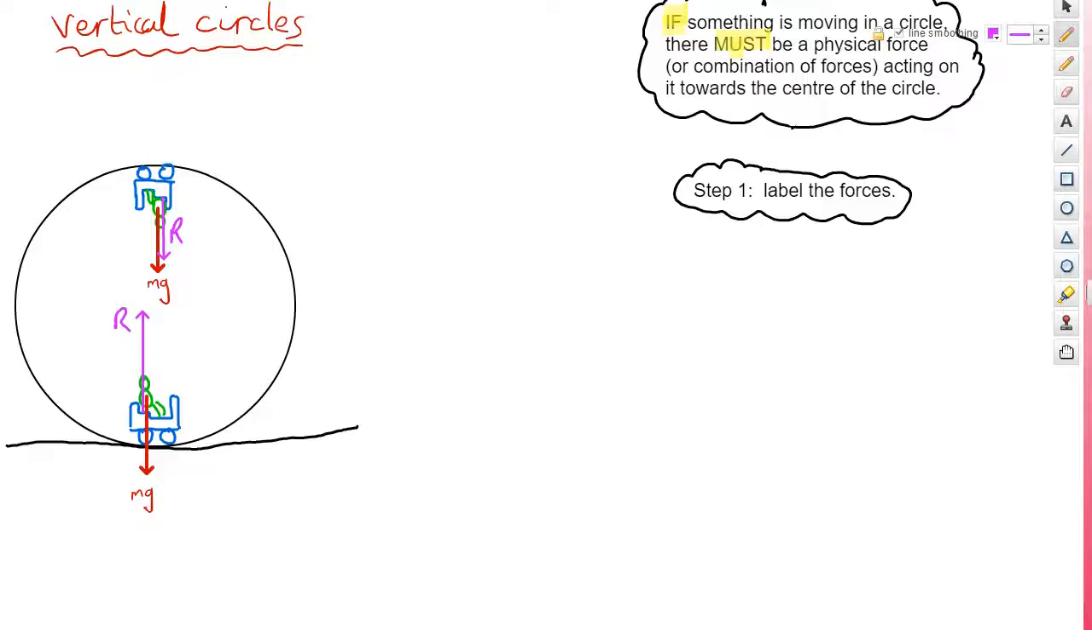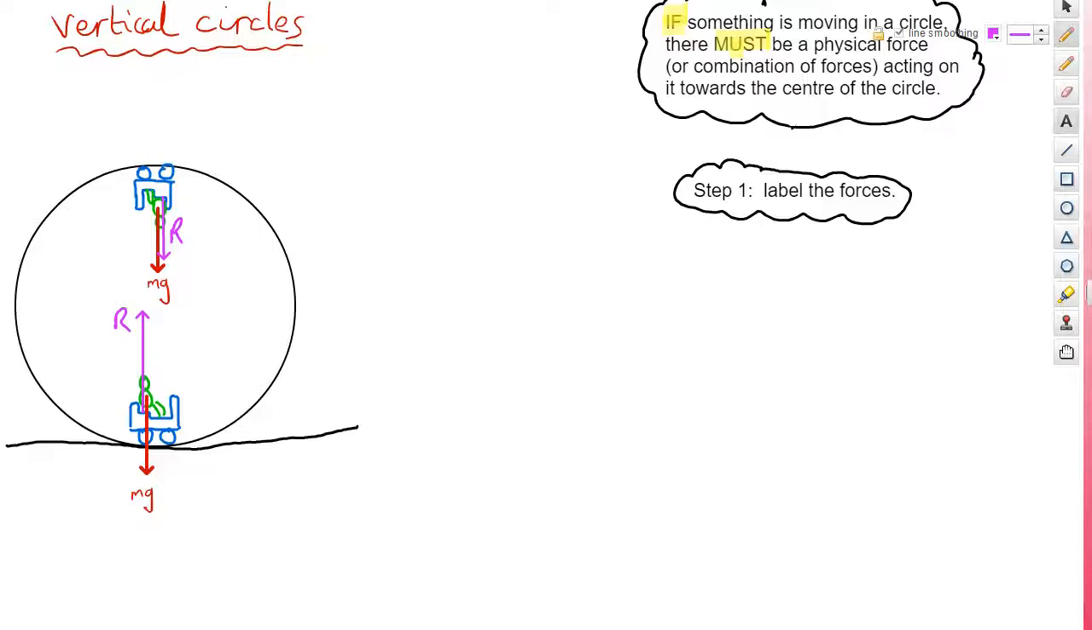Now I have no idea how big that arrow is going to be, because basically R and mg are going to combine this time. They're both towards the centre of the circle. They're both pointing above my head, which is now the centre of the circle, and so they must combine to make the centripetal force. So that's the situation.